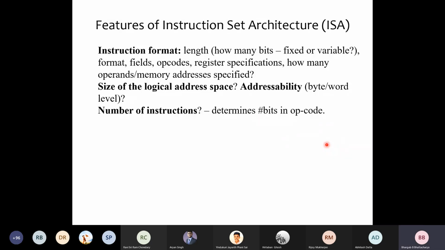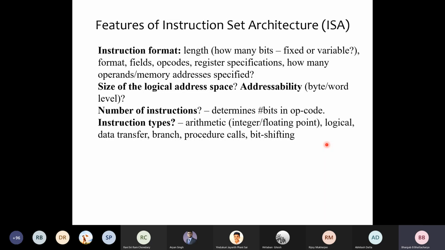How many instructions should be there? How many machine level instructions should be there in your machine? Depending on the number of instructions, that would determine the number of bits in the opcode, because the number of bits in the opcode must be the ceiling of the log of the number of instructions. So if I have, for example, 64 instructions, I should have 6 bits in opcode.